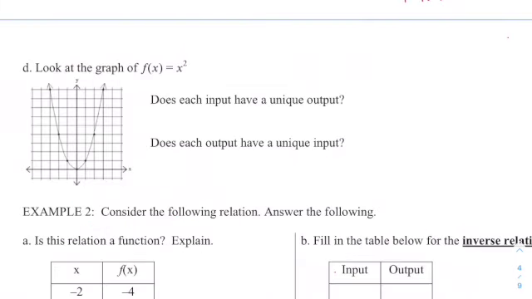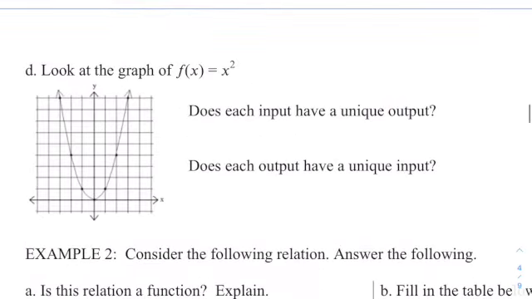For letter D, I'm just going to show you in the table so you can see what it's like. It asks, look at the graph of f of x equals x squared. Here's your graph. Does each input have a unique output? In this case, if we pass the vertical line test, it's going to be a function. So does it have a unique output for each input?